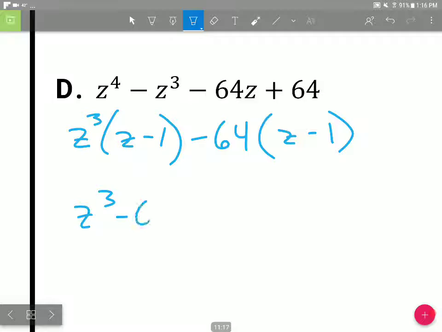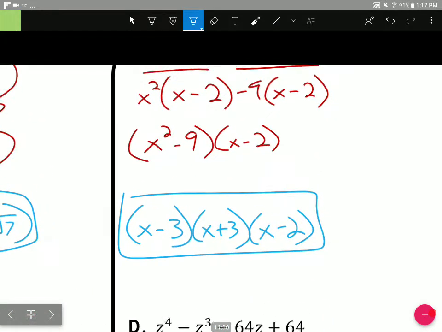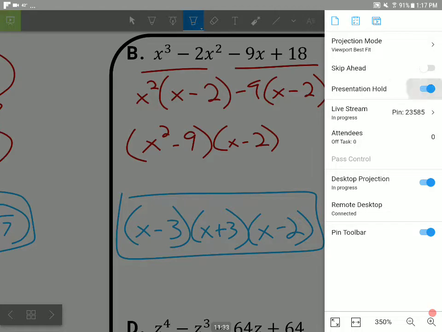Cubed minus 64. I'm so pissed at Hunter. What's up? Can you scroll back up? Because I didn't get the last part of the last equation. Give me a second. Actually, I wonder if I can do that. Let's do this. There we go. Freeze that.